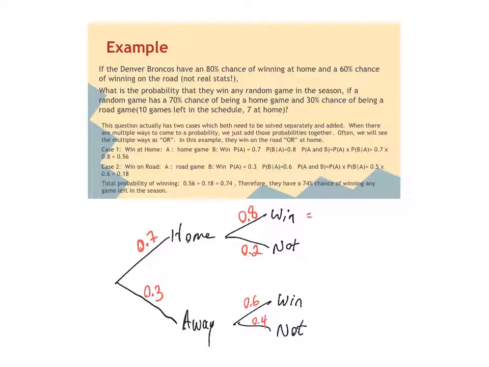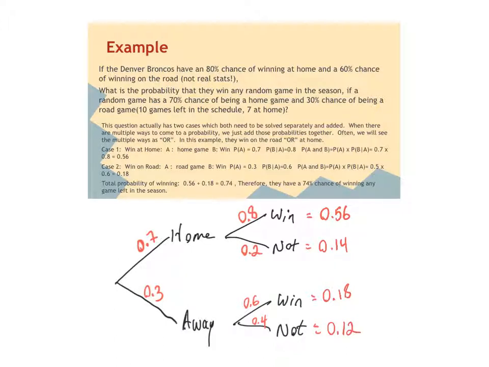And so you can look at all of the different outcomes, winning at home, not winning at home, by multiplying. 0.7 by 0.8, we end up getting 0.56 or 56%. 0.7 by 0.2, we get 0.14, or 14%. 0.3 by 0.6, we get 18%. And 0.3 by 0.4, we get 12%.